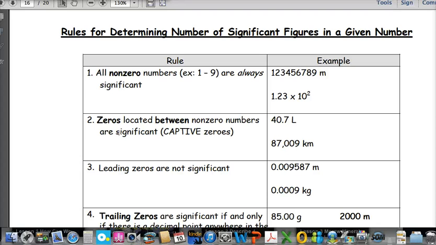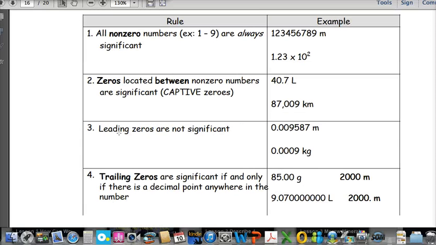So how do we determine what numbers in a measurement are significant, meaning are certain? Let's take a look. These rules you're going to need to memorize because they don't appear anywhere on your reference tables. When you have a measurement, it doesn't matter if you're measuring mass, volume, density, whatever it is, all non-zero numbers are always significant, no matter how many there are. So for example, in this number, all of these numbers are significant.